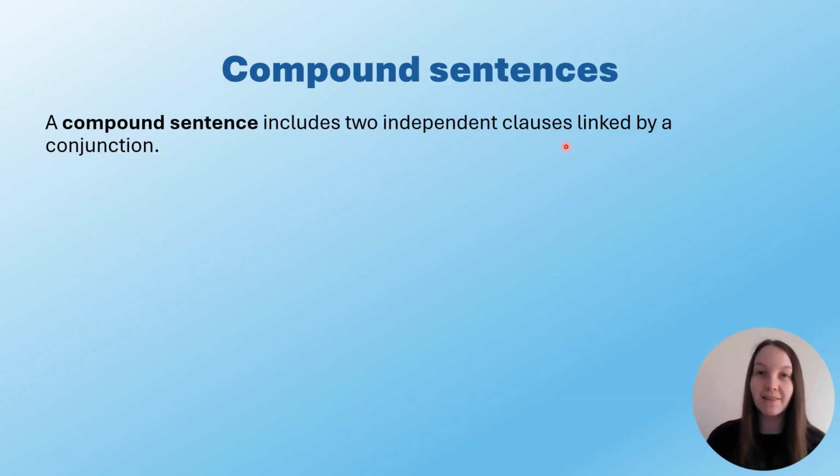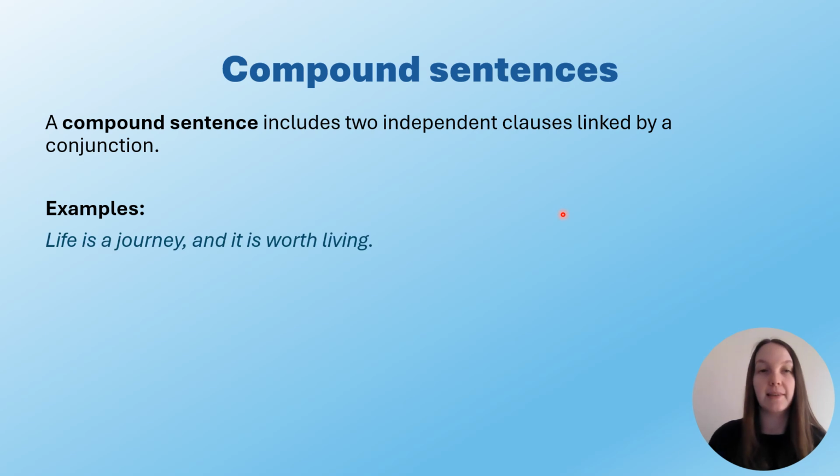Okay, so compound sentences then. A compound sentence includes two independent clauses linked by a conjunction. We've got some examples here, and again I've used the ones from the previous slide. Life is a journey and it is worth living. We've got two independent clauses here, and then we've got a conjunction in the middle.